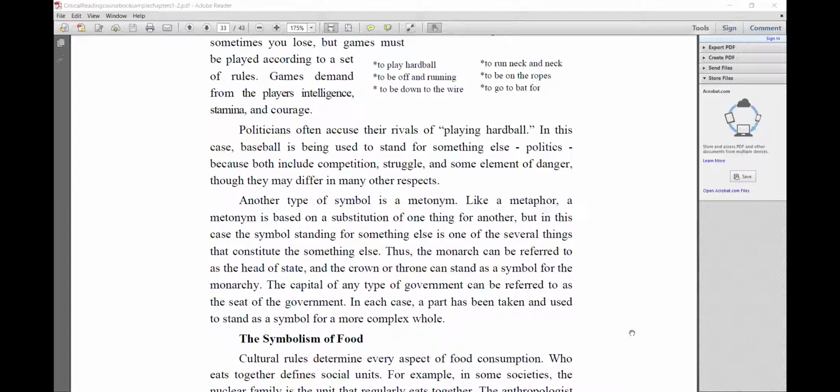Politicians often accuse their rivals of playing hardball. In this case, baseball is being used to stand for something else, politics, because both include competition, struggle, and some elements of danger, though they may differ in many other respects.